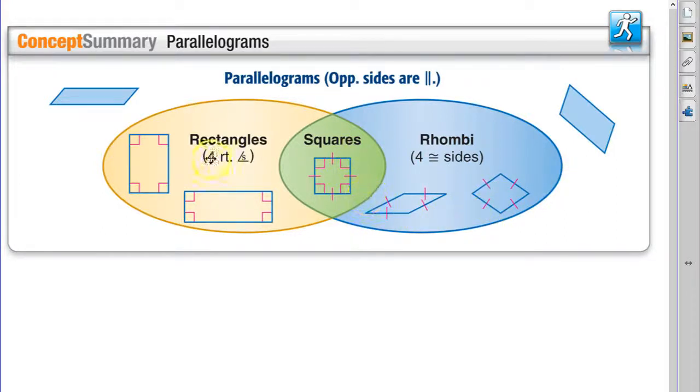And then we basically said, hey, what if we had both properties of rectangles and rhombi at the same time? What would we get? Well, you get a square. And my little silly joke is, it's like rectangles and rhombi had a baby, and their baby was a square.